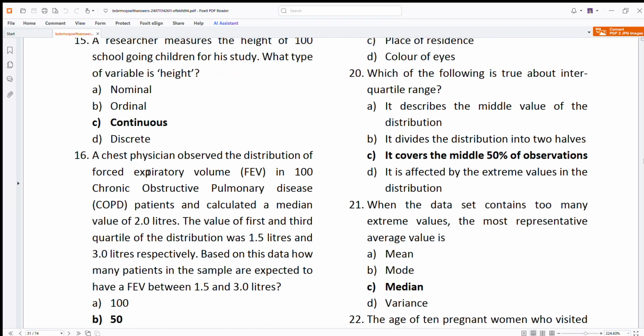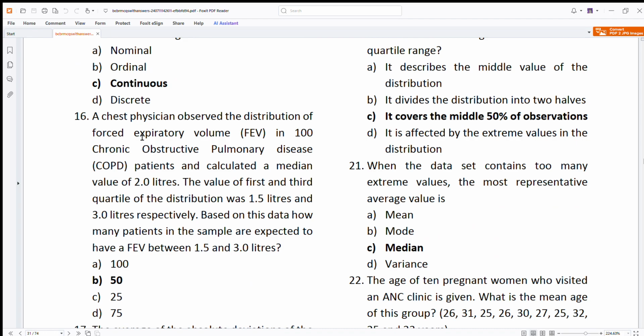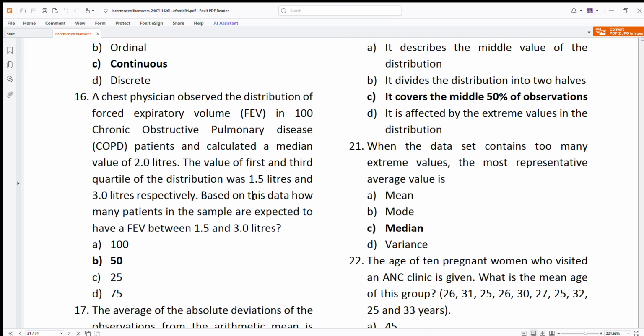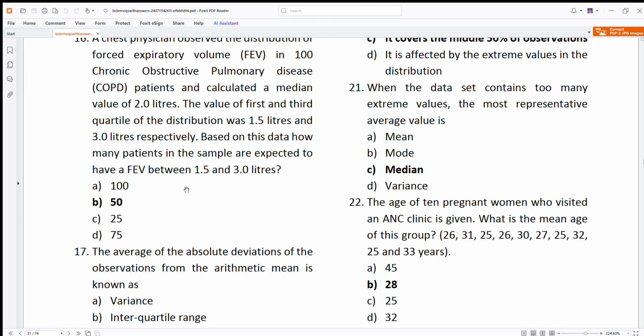A chest physician observed the distribution of forced expiratory volume in 100 COPD patients, calculated a median value of 2. The values of first and third quartile were 1.5 and more. Based on this, how many patients in the sample are expected to have a FEV between them? Yes, 50. You know this formula, right? If you don't know the formula, ask me in the comment section, I'll tell you the formula.